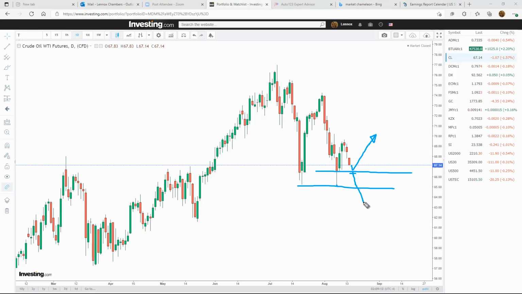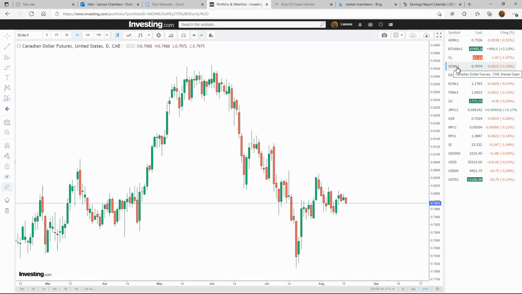If we break that level, then we're heading back down again. We could come all the way down to this level. Okay, but right now, short term, we're down and looking for further down in oil. So the key levels right there and here for this week.